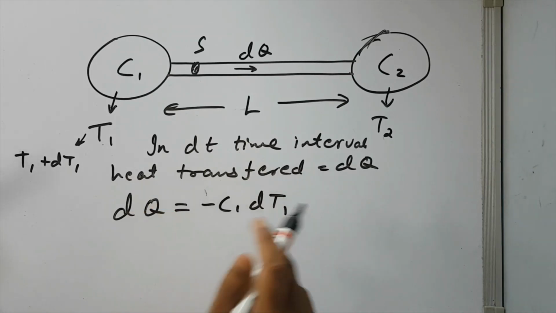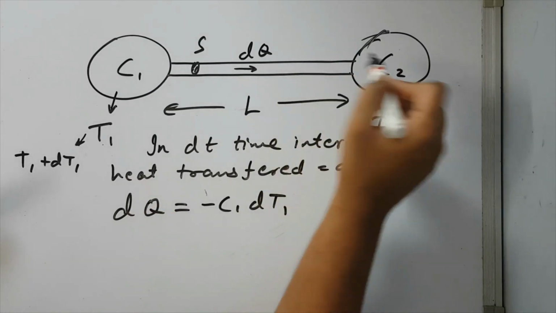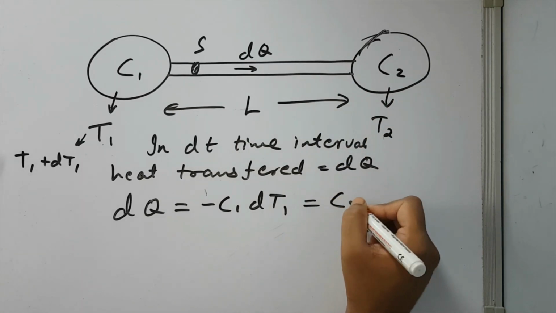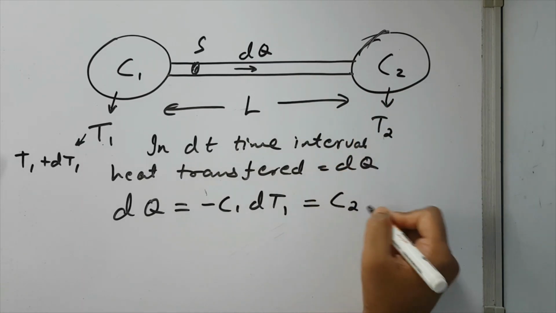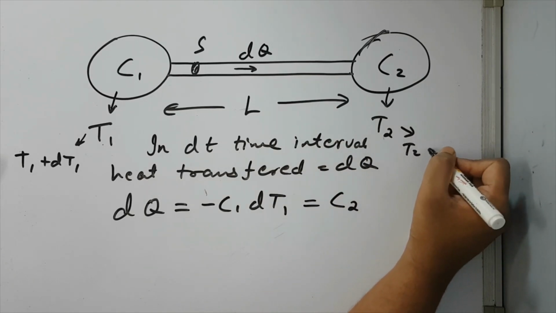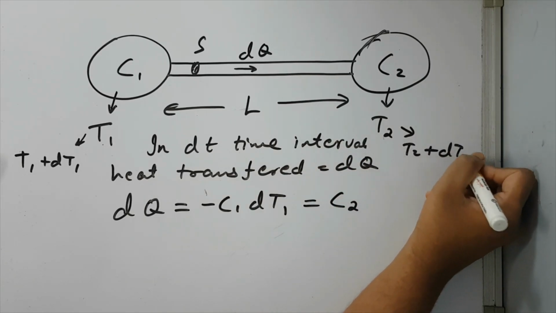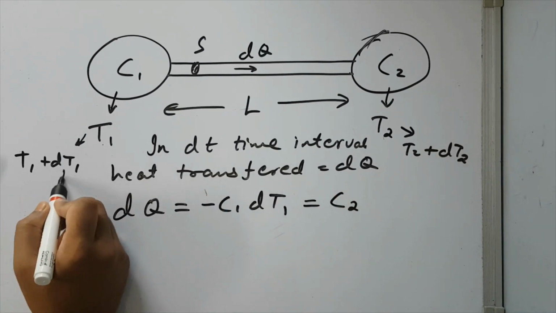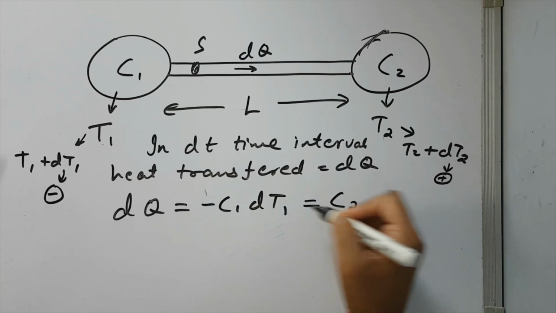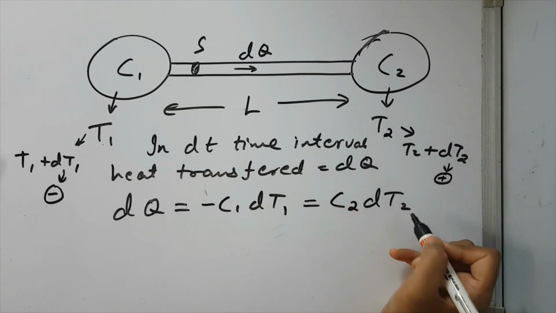Okay, now what about this one? This body gains that heat, so dQ is equal to C dT, so here the C is C2 and the change in temperature would be T2 to T2 plus dT2. Okay, you should understand that this dT1 is negative and this dT2 is positive. Okay, so this would be dT2.